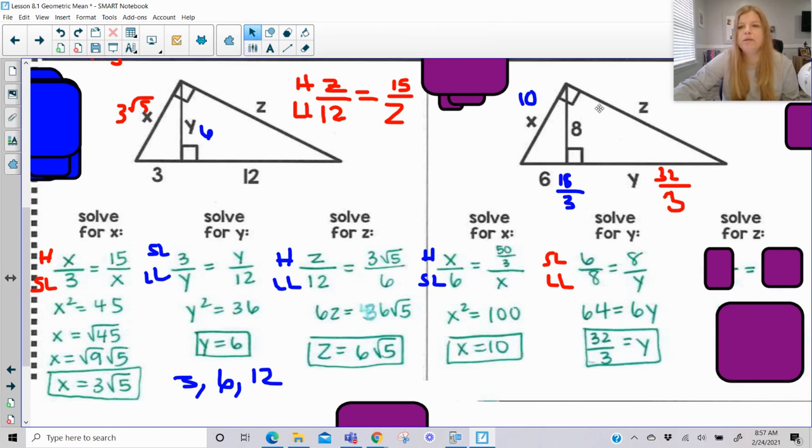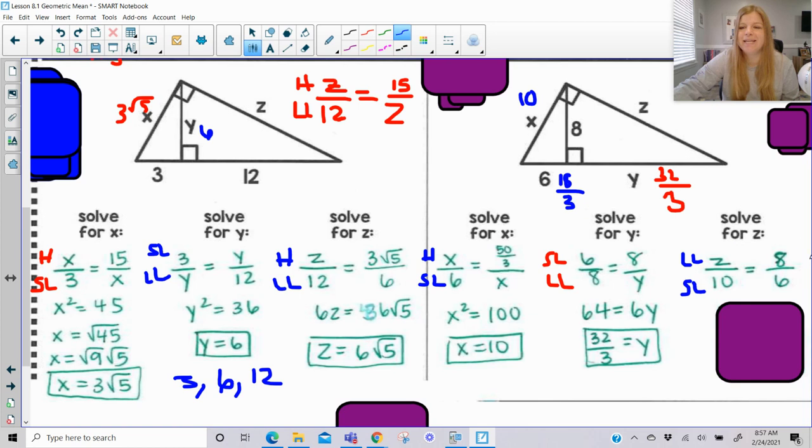So z is a hypotenuse. It's also the long leg. So if I wanted to set up a proportion and say, okay, well, the long leg over short leg, and then set that equal to 8 over 6, long leg over short leg. And for some reason, I keep ending the last problem for z with some part that doesn't have anything to do with it. There's nothing in common, which I think is kind of funny. Long leg over short leg.